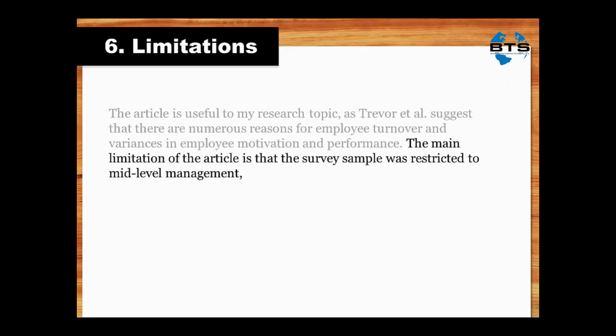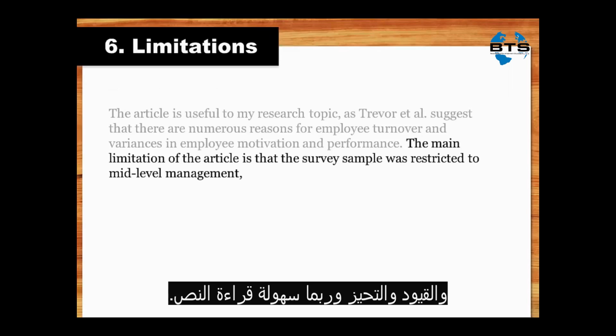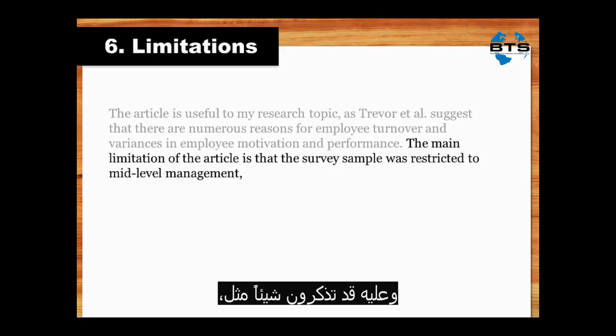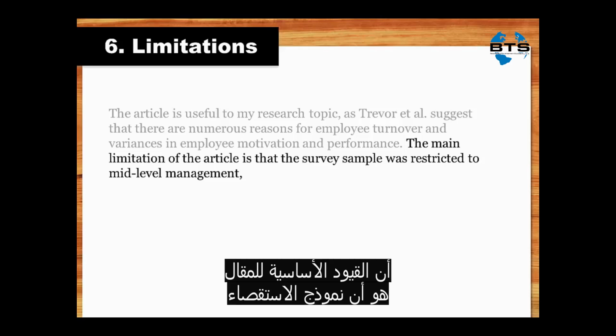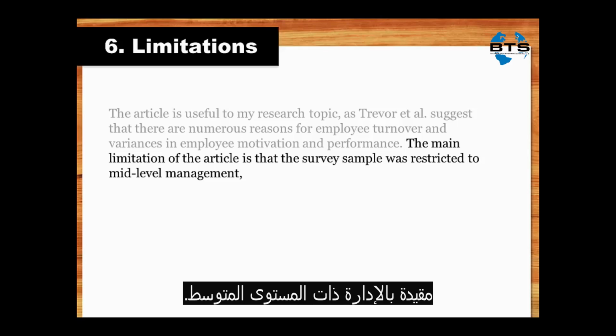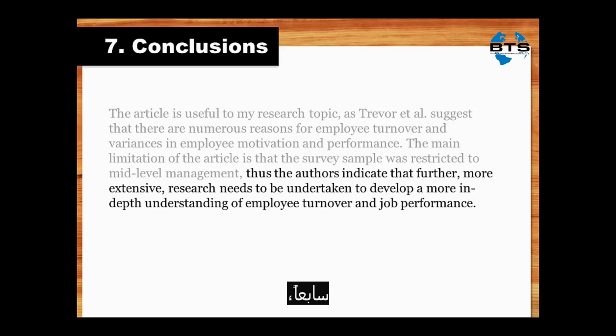Sixth, include the strengths and the limitations and biases and perhaps the readability of the text. So you might want to say something like, the main limitation of the article is that the survey sample was restricted to mid-level management.